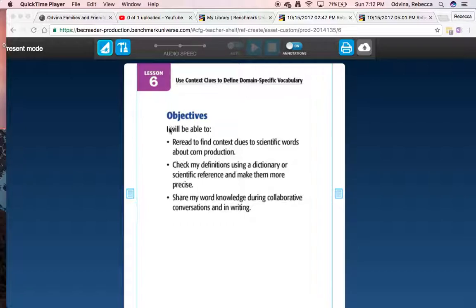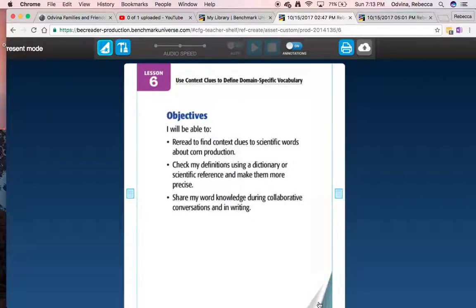Our objective is: I will be able to reread defined context clues to scientific words about corn production, check my definitions using a dictionary or scientific reference and make them more precise, and share my word knowledge during collaborative conversations and in writing. We want to see you using these words. They're not just to learn, they're to use. So let's get started.